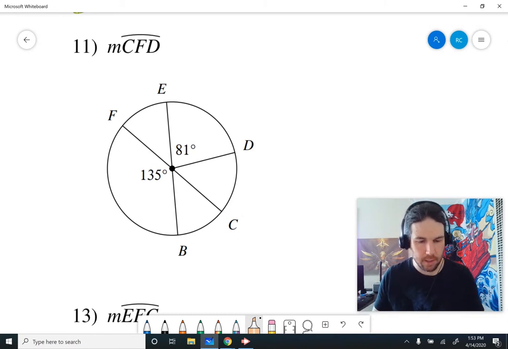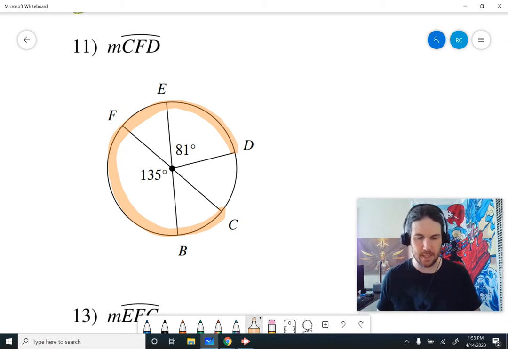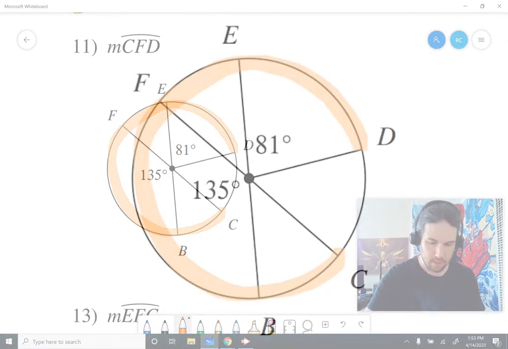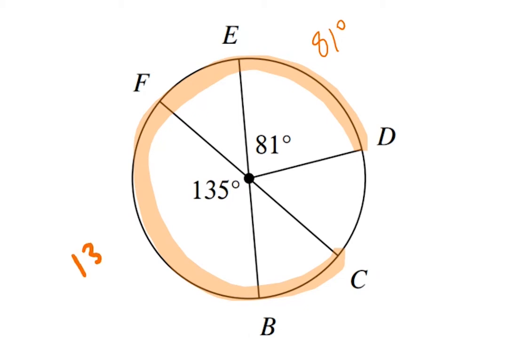Okay, here we are at number 11. We are looking for the measure of arc CFD. So we need to get from C to D, but we need to go through F. So that's this very, very large arc right there. Arc CFD. And we want to know the measure of that arc. Well, we've got bits and pieces of it, right? We know that this bit is 81 degrees. We know that this bit is 135 degrees.